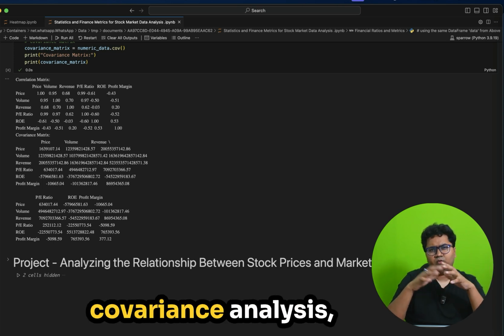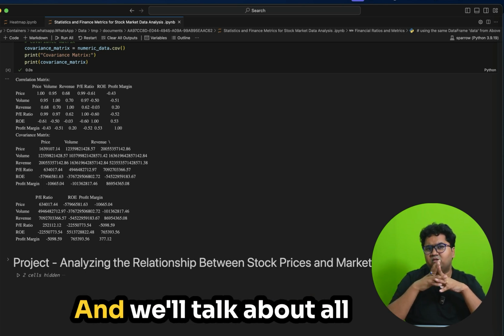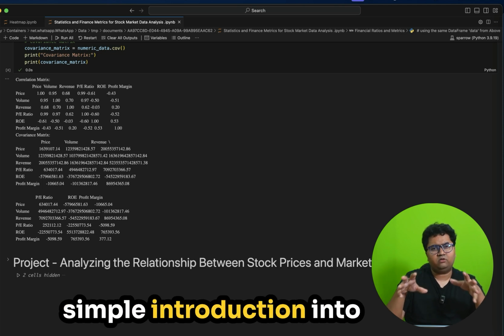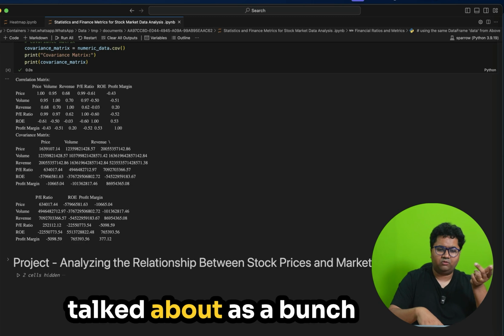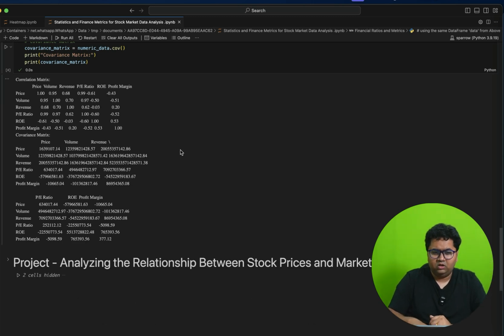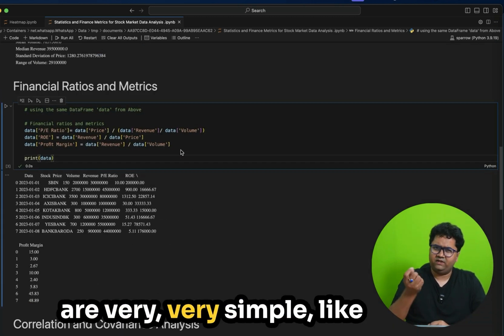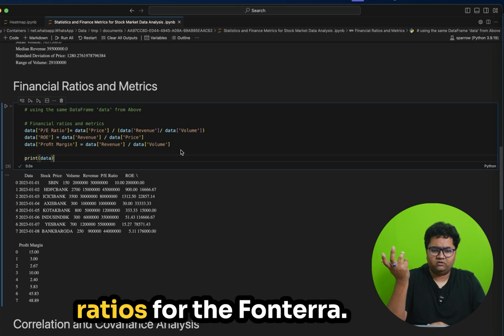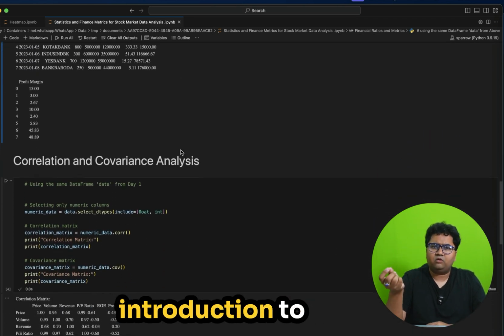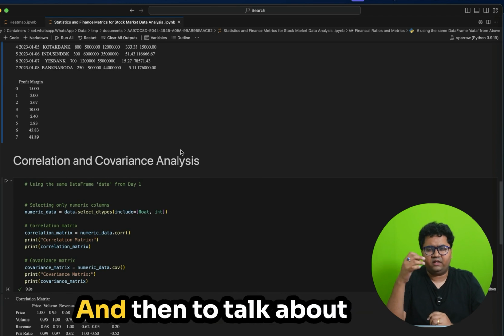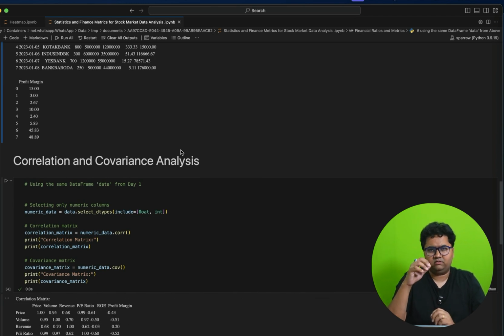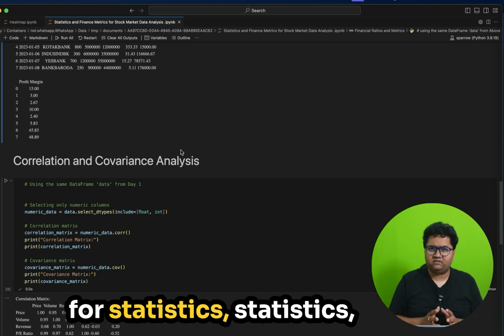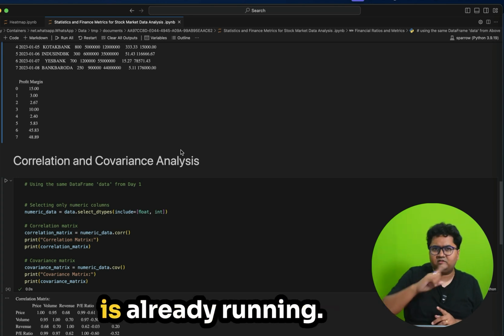And then you get into covariance analysis, which is slightly more advanced, and we'll talk about all of that in the next video. So if you have liked this simple introduction into statistics, all I've just talked about is a bunch of small Python code, financial ratios, which are very, very simple, basic financial ratios. These are not even detailed financial ratios for that matter. And then an introduction to correlation and covariance, which I intend to talk about later, because I think it will require a little more time.